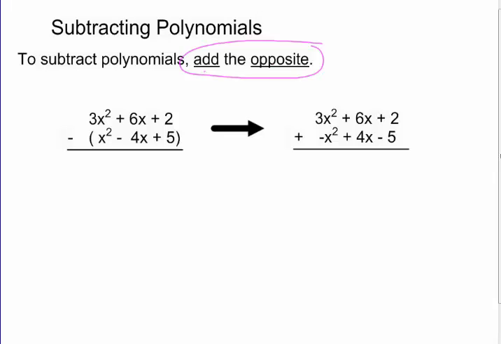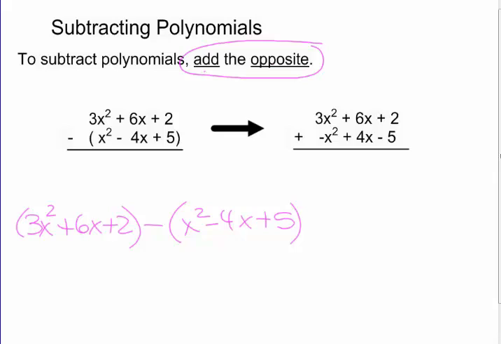The way I usually write a problem like this is 3x squared plus 6x plus 2 minus x squared minus 4x plus 5. That's how I usually write it. Now you can look at it and go 3x squared minus x squared, 6x minus a negative 4x, and what happens with the two minuses? It becomes a plus. So you'll be adding those together. So you can do it that way.